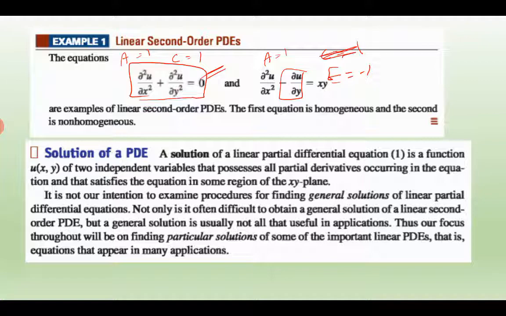Some examples of linear second order partial differential equations. The first one is homogeneous because the right hand side is 0. The second one is non-homogeneous, where the right side is a function of x and y.